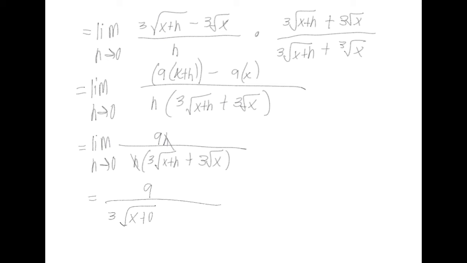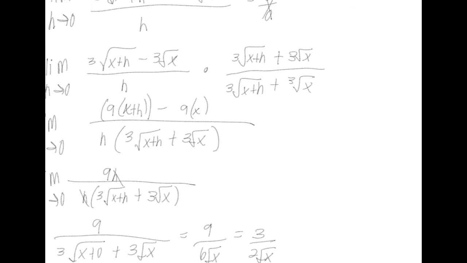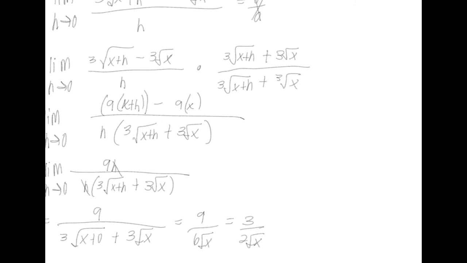plus 0 plus 3 square roots of x equals 9 over, so the square root of x plus 0 is just the square root of x, and so if I say the 3 square roots of x plus 3 square roots of x, that's going to be 6 square roots of x, which then simplifies down to 3 over 2 square roots of x. I'm not done, only because it gave me what x is equal to.